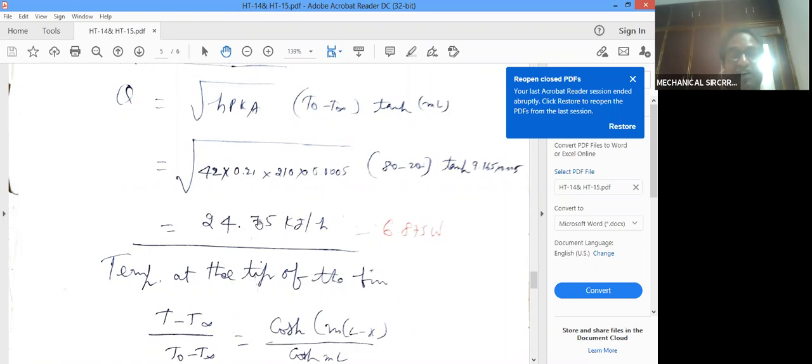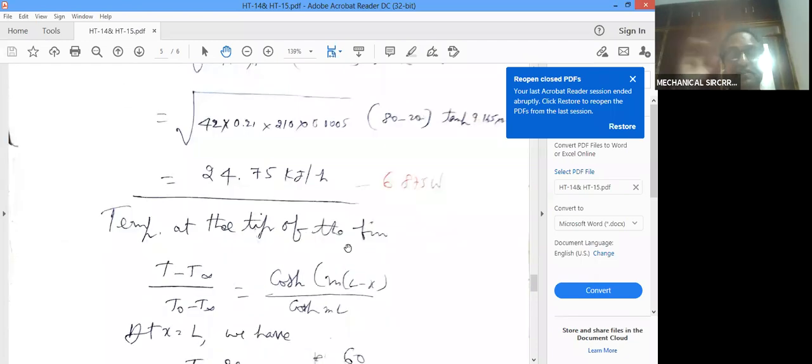You can convert kilojoules: multiply by 1000, then you will get joules per hour. This is per hour, but per second you have to calculate, so joule per second, that is watt. So you have to multiply with 1000 divided by 3600, since an hour has 3600 seconds. Then you'll get the value of heat transfer in watts. I think it is 6.875 watts, or otherwise you calculate and verify.